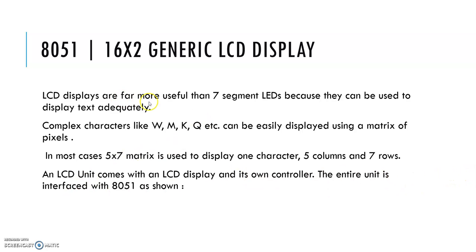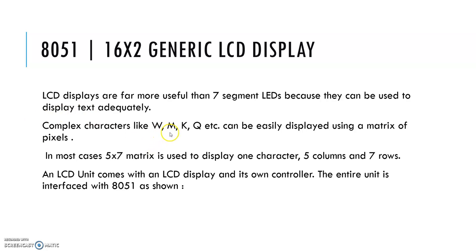LCD displays are far more useful than 7-segment displays because they can be used to display text adequately. By using 7-segment display, we are displaying the numbers, but to represent text or the alphabets using 7-segment display is difficult. So LCD display can be used to represent the text messages.